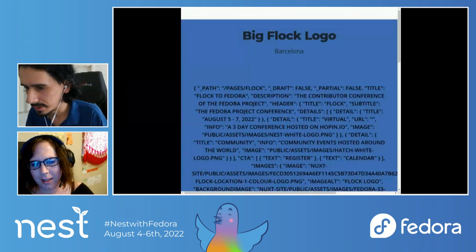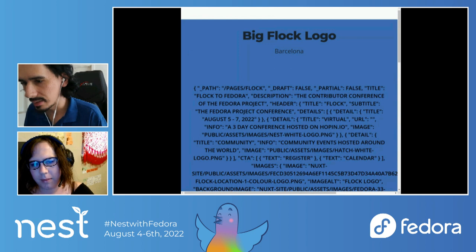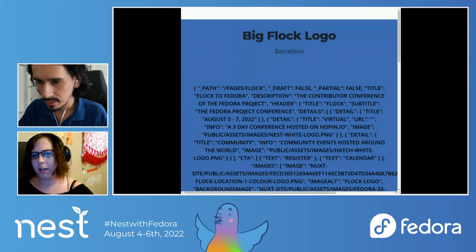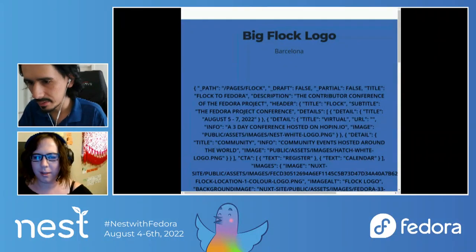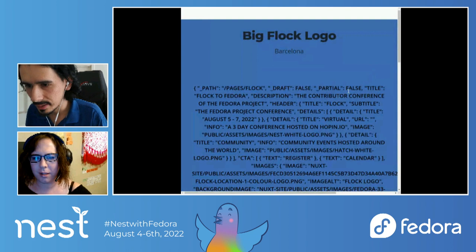Yeah, and wait, I just typed data, the first data in the zero array and dot details zero, and how many details do we have? Oh no, you need to get into header. Oh, so it's header. Data zero dot header. I missed that. Okay, so I got header. Header has title. Okay, I'm in.